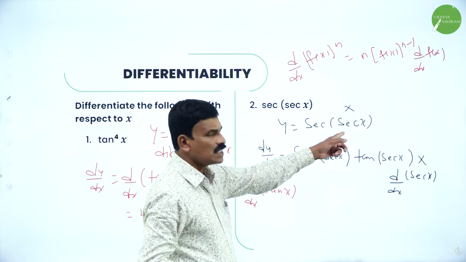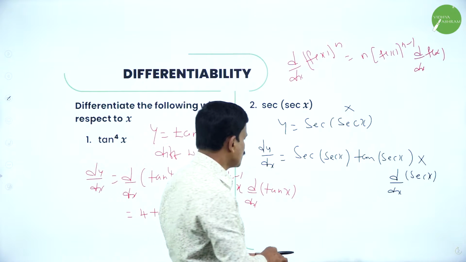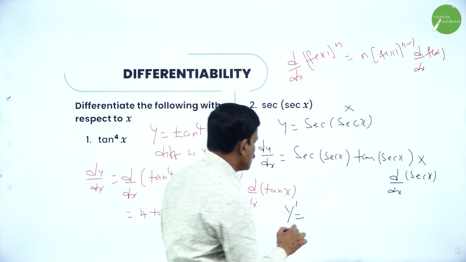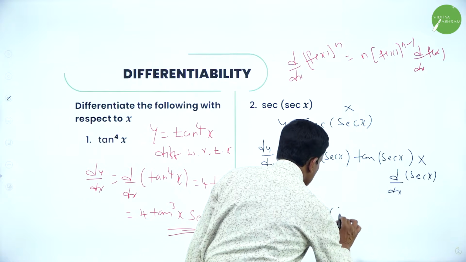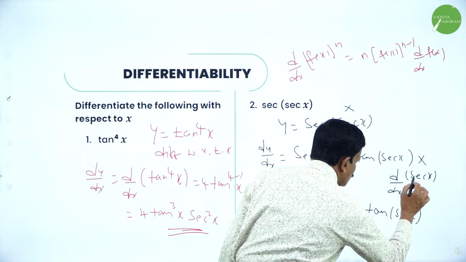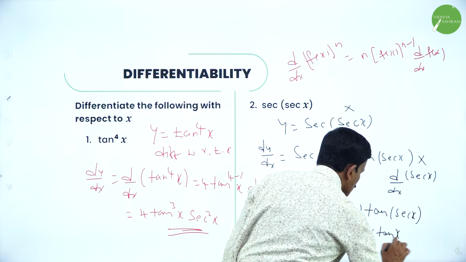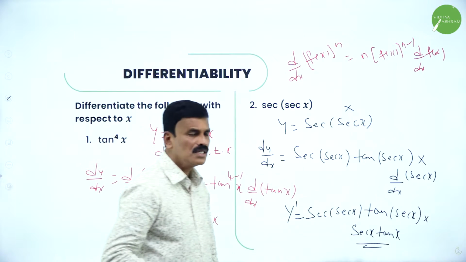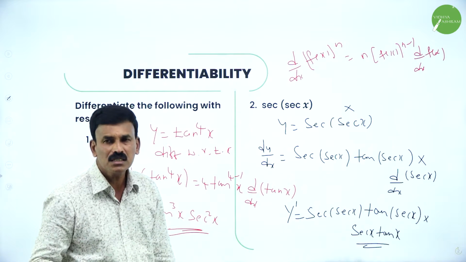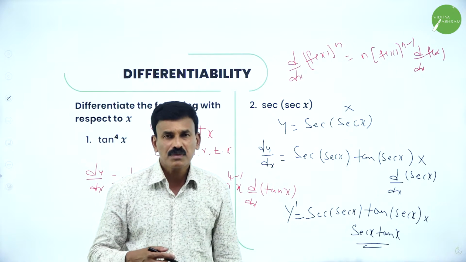See here, x is secant x, differentiation of secant x is secant x tan x into d by dx of secant x. So therefore the derivative dy by dx, also y dash, is equal to secant of secant x into tan of secant x into differentiation of secant x, which is secant x into tan x. That's the final answer. Secant of secant x, tan of secant x into secant x into tan x is the differentiated answer. These are the simple problems based on the chain rule.